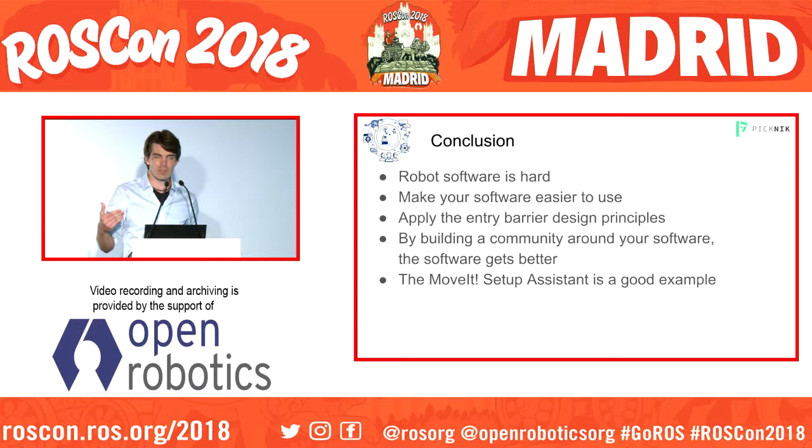So concluding thoughts: robot software is hard. We're going to be open sourcing things, all of us together, but we also need to make it easy for people to use, beyond just putting it on GitHub. Some of the entry barrier design principles will help you do that. And by building this community, you'll end up having better software. And then finally, I think personally that the MoveIt Setup Assistant is a good example, and I encourage you to add more integrations to the Setup Assistant. I'd love to have more of a plugin-based system where we can have all kinds of different configurations added to it. So I thank you for your time.